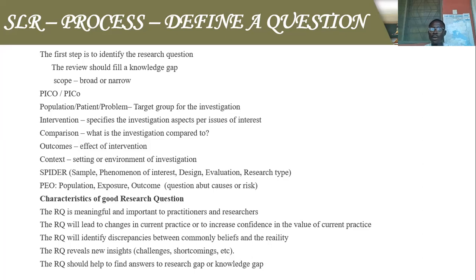Then with a small PICO, they'll look at the context, the environment in which we are investigating. So here we are talking about Ghana. We are injecting people in Ghana, so we are looking at Ghana alone. So these are the issues when you go to the medical field. These are the things that they think about before they come out with the research question.